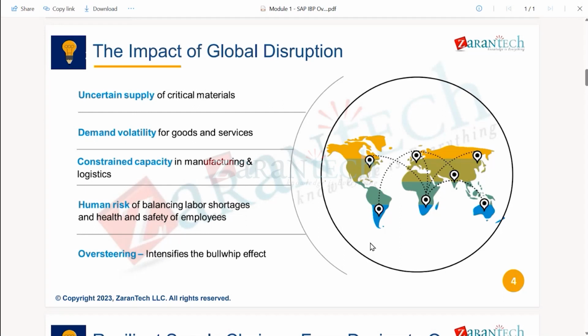Last but not the least, you see the intensifying bullwhip effect. Do you know what is called the bullwhip effect? No, I don't. Victoria, have you heard the word called bullwhip? Yes, I have. So what does it mean to you?